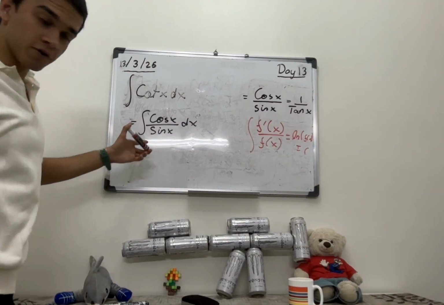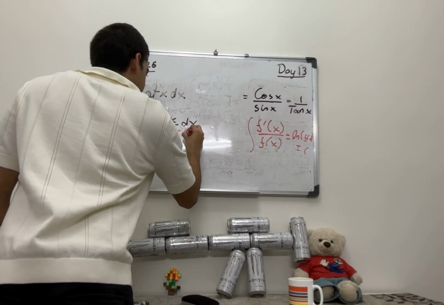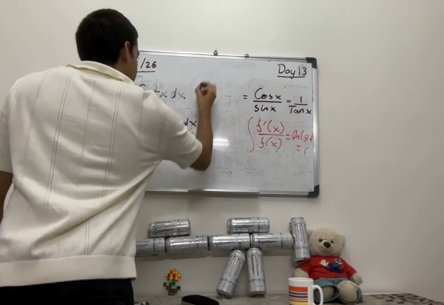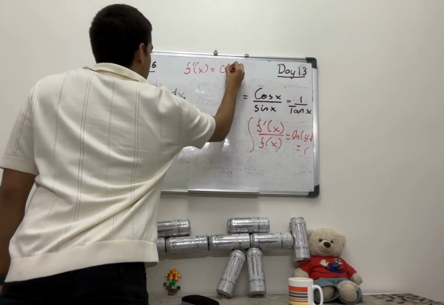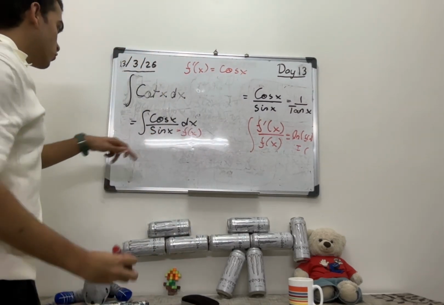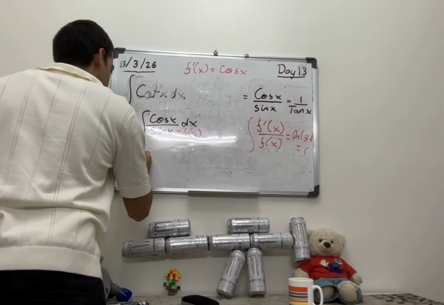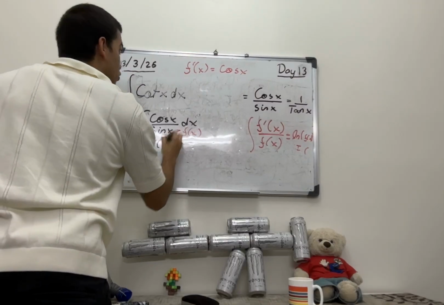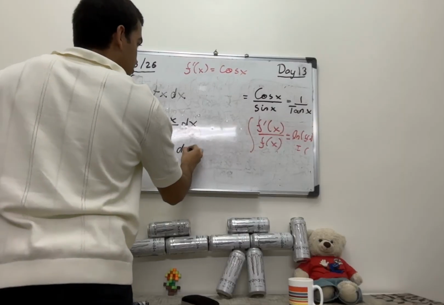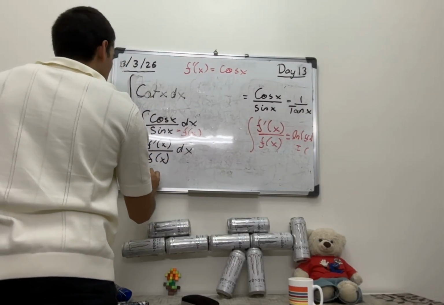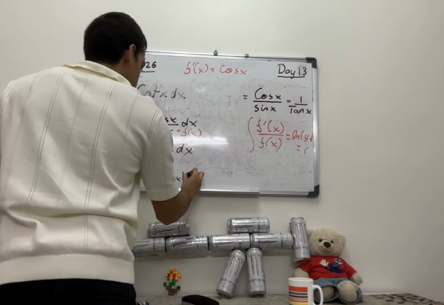If you look over here, if we assume sin x to be f of x, then f dash of x is cos x, because the derivative of sin x is cos x. So this integral has just become the integral of f dash of x, which is cos x, by f of x. And we know that this integral is always just ln of f of x. So you get ln of sin x plus or minus c.